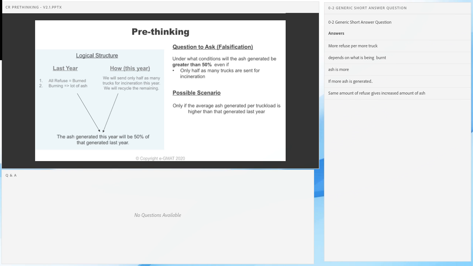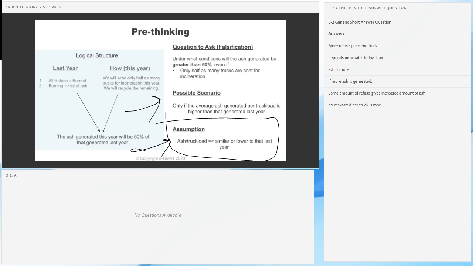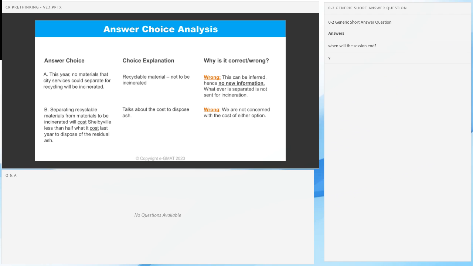Okay, as many of you are now saying, if the average ash generated per truckload is higher than what was generated last year because we packed them up so tightly. If this is the scenario in which my conclusion breaks down, then my assumption is that my ash per truckload is lower than or very similar to what it was last year. That's really important. Can you see how this question is very similar to the highway miles question, where my assumption was the total distance traveled on the highway remains more or less the same. So with that, choice D is my correct answer.